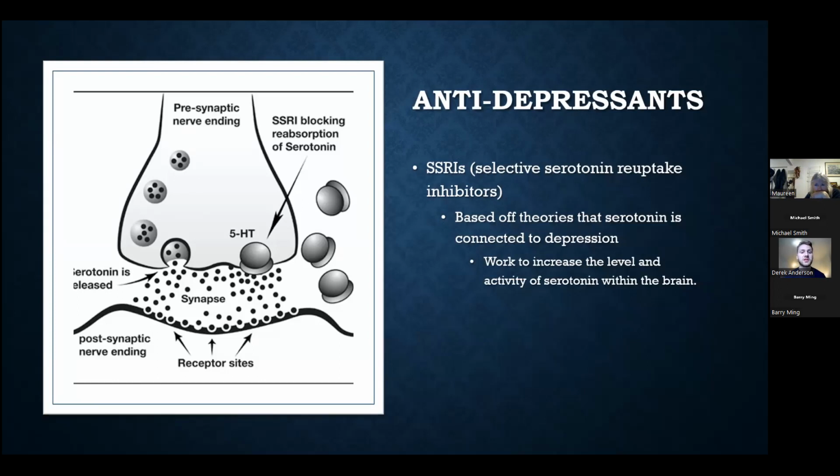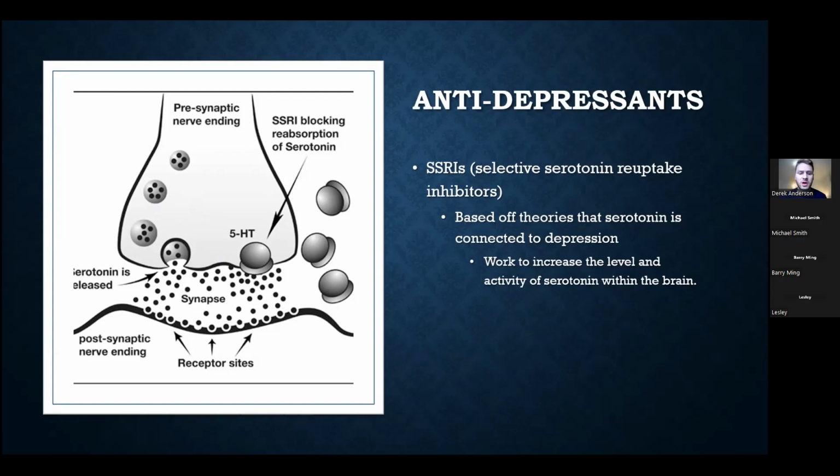Now, how the medication actually works. It is based off theories about the connection of serotonin to depression. Basically, what it acts to do is to increase the level and activity of serotonin within the brain. Specifically how it does this, like the name suggests, is that it's a serotonin reuptake inhibitor. Sometimes reuptake will occur, which means serotonin will get taken from the synapse and go back into the presynaptic neuron. SSRIs stop serotonin from getting reuptaked into the presynaptic neuron. Therefore, there's more serotonin within the synapse, and more serotonin can bind to these receptor sites, therefore increasing serotonin's activity within the brain.